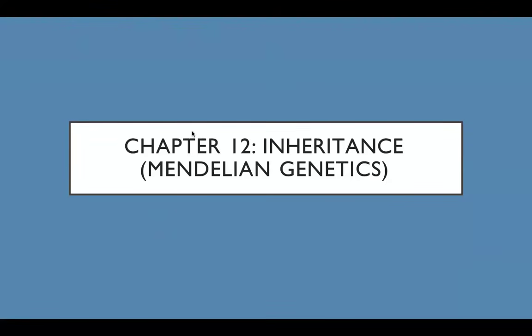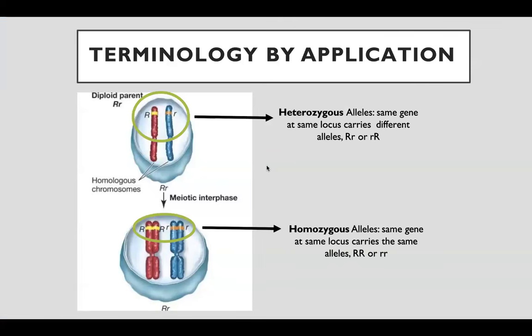All right, so chapter 12, inheritance. So we have genes and we have alleles. So what are genes? What are alleles? So genes are coding for specific characteristic traits of the human body. And then alleles make up genes. You have two alleles per gene.